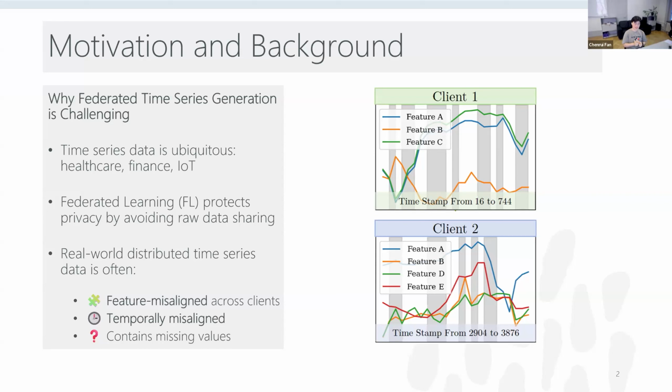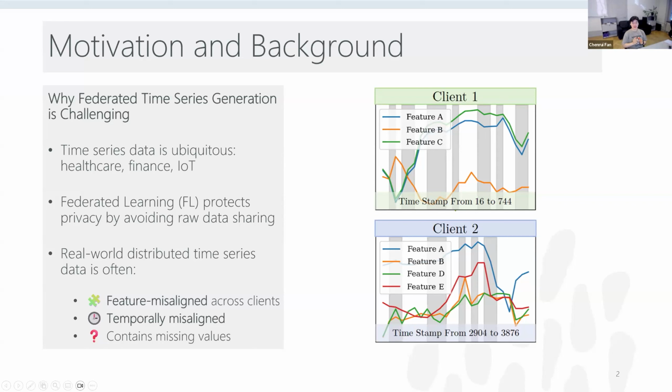Why? First, feature misalignment occurs when clients collect different subsets of features. For example, there are two hospitals, A and B, and the first hospital only records blood pressure and temperature, but the second hospital records heart rate or other information. So like here, the client one, could you see my mouse, the cursor? Yes, we can see it. Okay. So client one only has features A, B, C, and client two has A, B, D, E. So at the feature level, they cannot align.